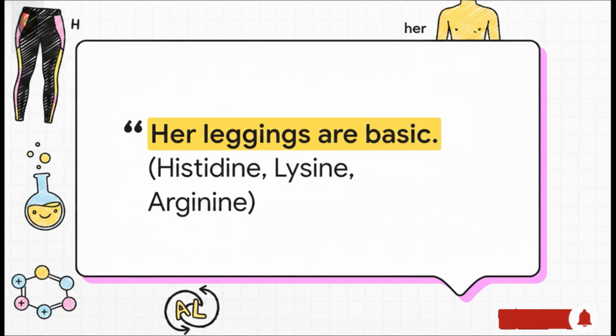Now let's look at how we classify them by their chemical charge. Memorizing which amino acids are acidic is super easy. They literally have the word acid right in their names, like aspartic acid. Simple enough. But what about the positively charged, basic amino acids? Well, our sources provided a highly memorable, slightly silly mnemonic for this. Just remember the phrase, her leggings are basic. HLA: histidine, lysine, and arginine. It's just a fun, completely foolproof way to easily recall those basic amino acids.